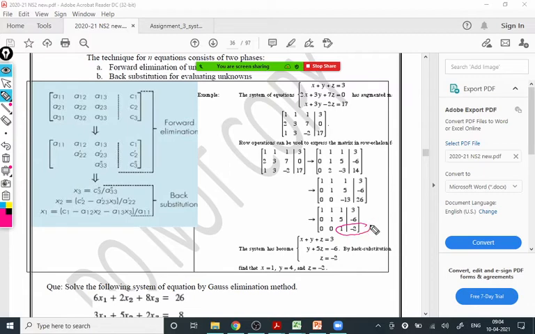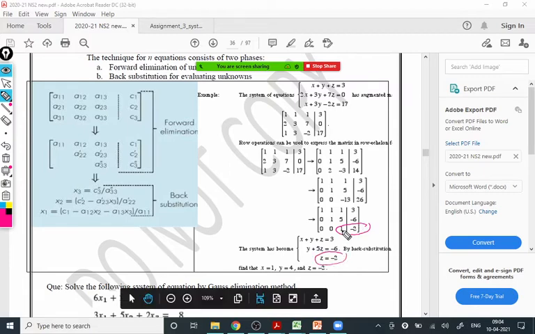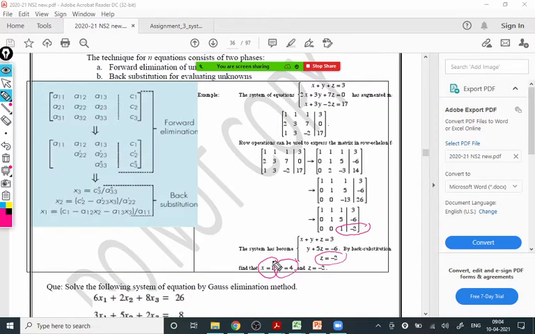The last equation gives us the value for z. Like z equal to -2, y plus 5z equal to -6 gives y equal to 4, and then x plus y plus z equal to 3 gives x equal to 1. So that is the Gauss elimination method, in which we first get the upper triangular form, and then back substitution gives us the solution.